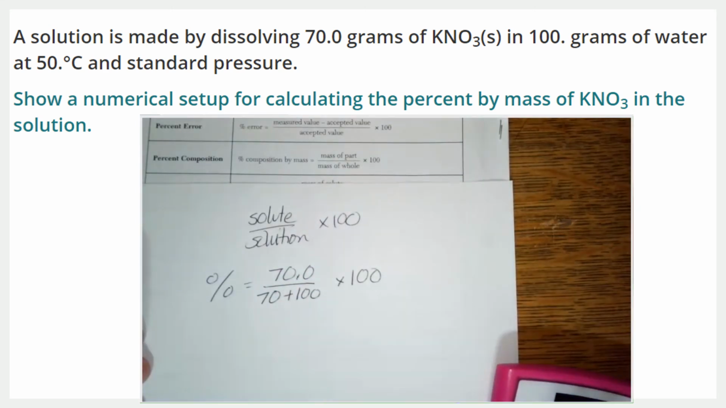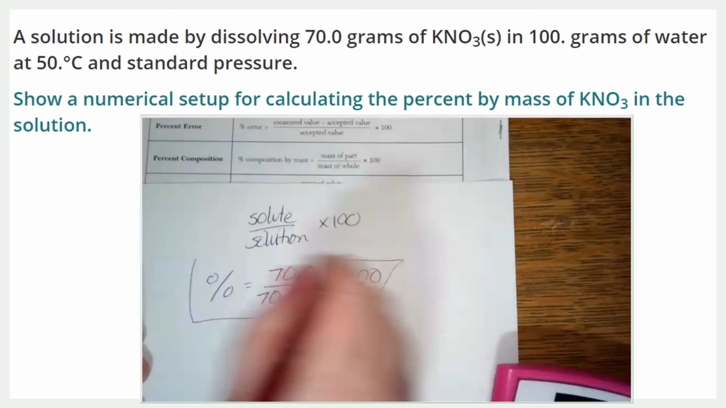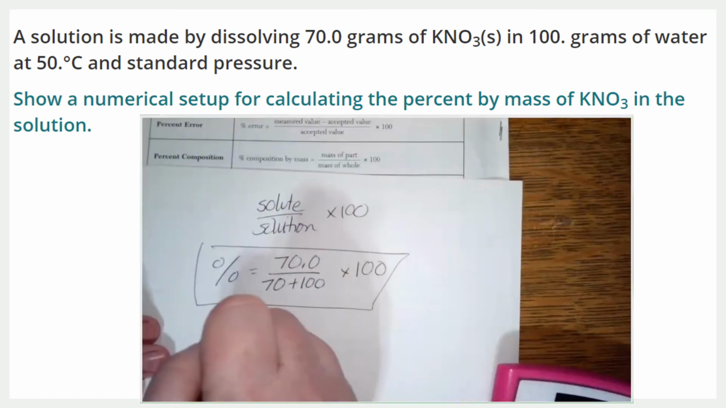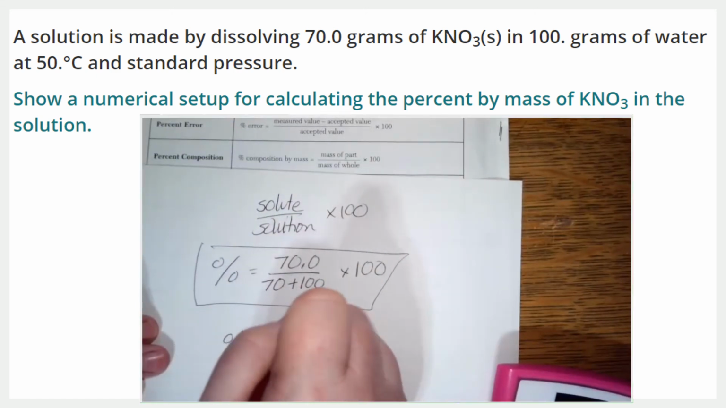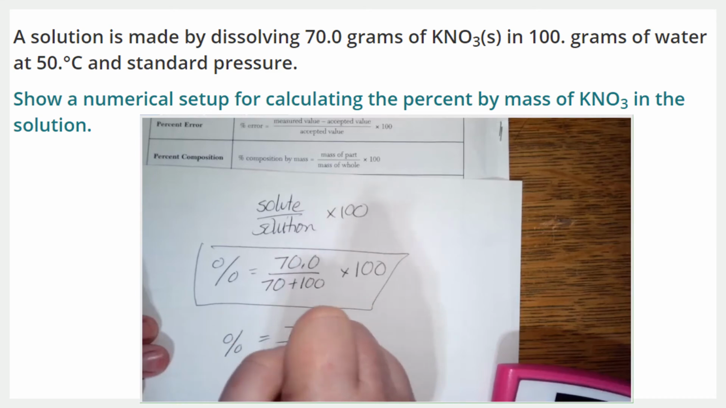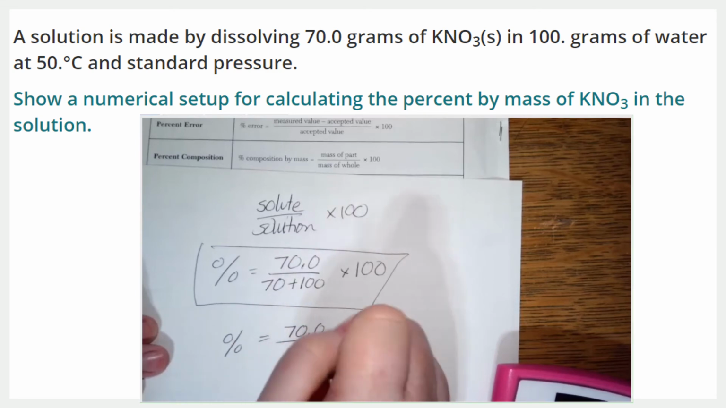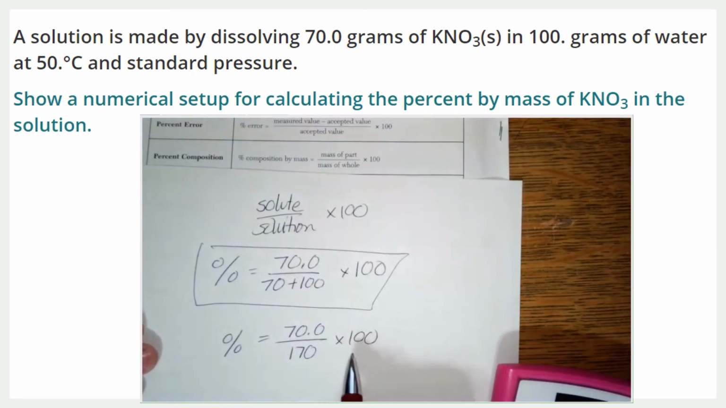Since I only need to show correct numerical setup, this is it. What would also be okay? 70.0 divided by 170 times 100. You cannot leave off the times 100. Don't forget.